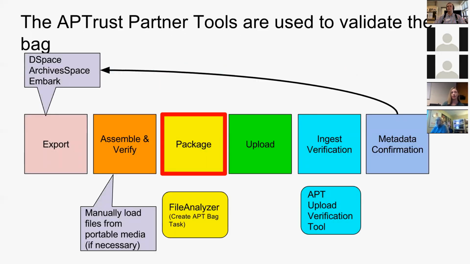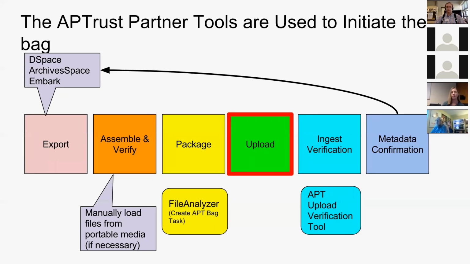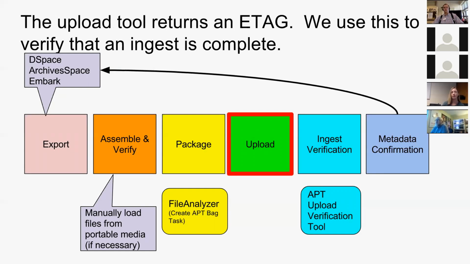So now that we have our bag created, we use the APTrust partner tools to validate the contents of the bag to make sure all our assumptions are correct. Then we use the partner tools to initiate an upload to the APTrust server. And when we initiate that upload, an e-tag is returned, and we save that e-tag into our inventory system so we can verify that the ingest we thought we initiated is the one that has actually completed.